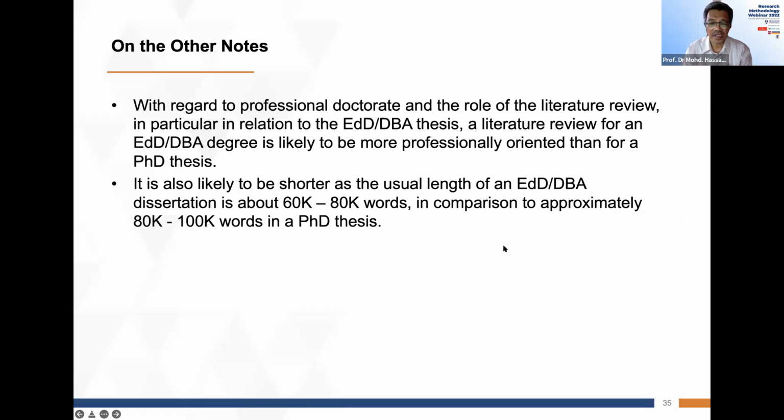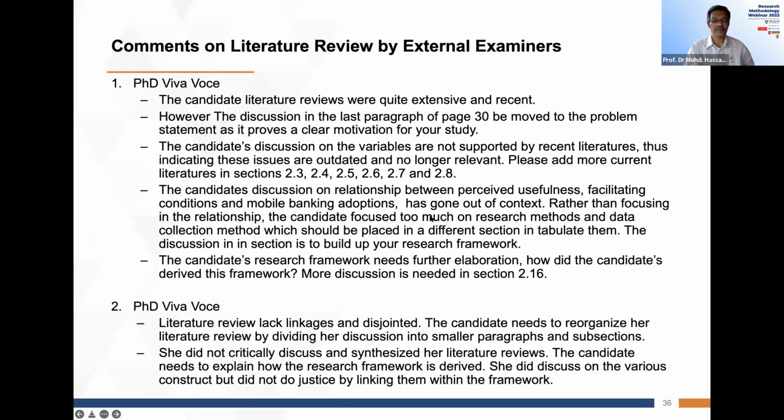Okay. Now, moving on. I will stop earlier so that we can have a discussion if there is one. Now, we have discussed this earlier. Let's go back to the comment made by the examiner. Now, the candidate's literature review was quite extensive and recent. The two key issues here are extensive and recent. Extensive in the sense that your literature review covers all the important issues, right? And also the student cited works by well-known authors in that particular area of study.